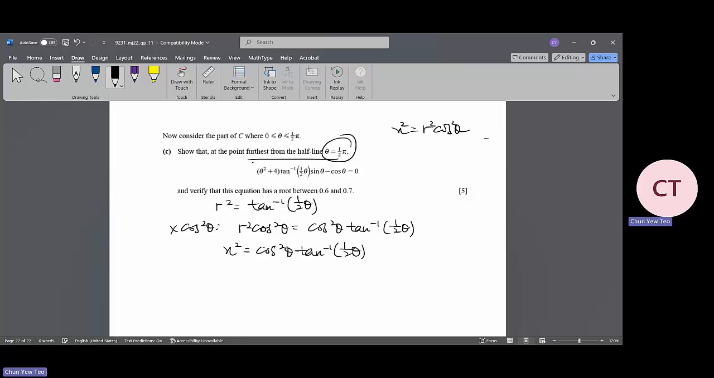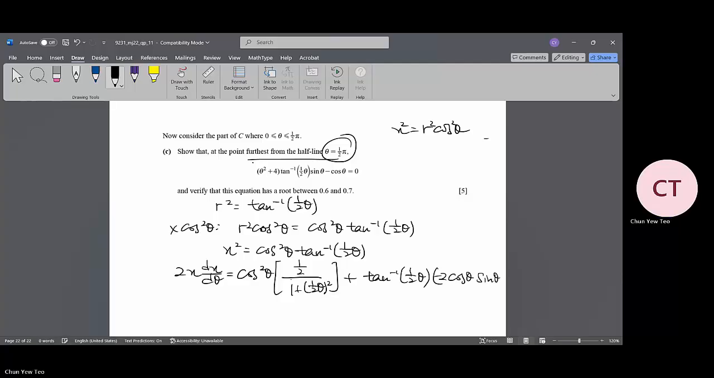So differentiate, implicit differentiation, 2x dx d theta equals: keep the left, differentiate the right. Keep the left, differentiate the right. This one, we have to do it when we want to integrate to find the area. So this will be, okay, then plus keep the right, differentiate the left: negative 2 cos theta sine theta.